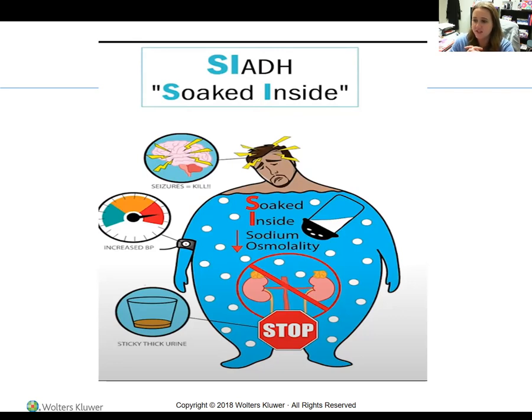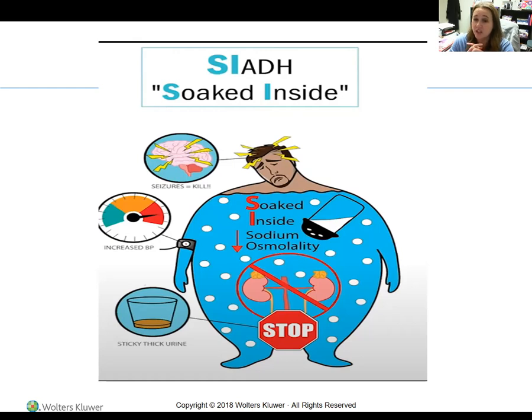So the first S is we're going to stop urinating, right? Because we have too much of that ADH, and it's sending the signal to the kidneys to not let that water go, hold on to it for dear life. So are these patients going to have a lot of urine output? No. Very low urine output.